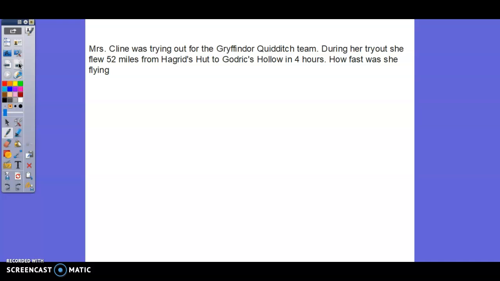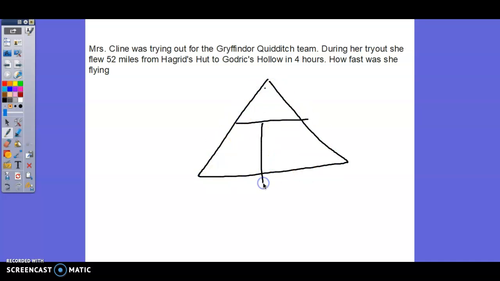I go to my next question. It's Mrs. Klein trying out for the Gryffindor team for Quidditch. Distance, speed, time. During her tryout, she flew 52 miles. Henry, 52 miles, is it a distance, speed, or a time? 52 miles is a distance. 4 hours, is that a speed or a time, sir? 4 hours. Time. I look inside of my triangle.